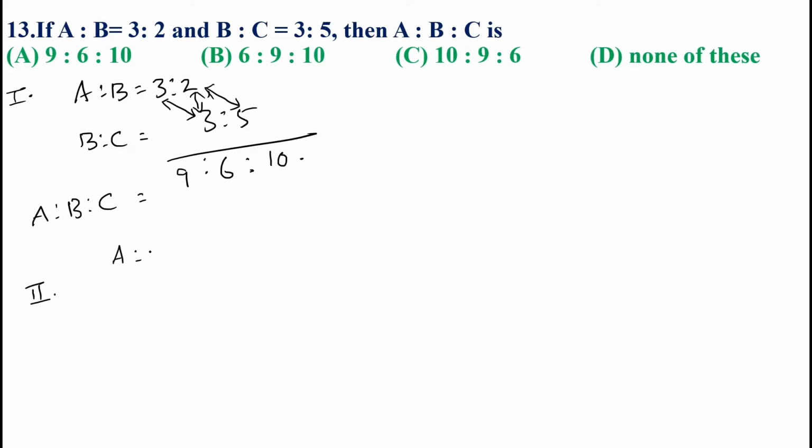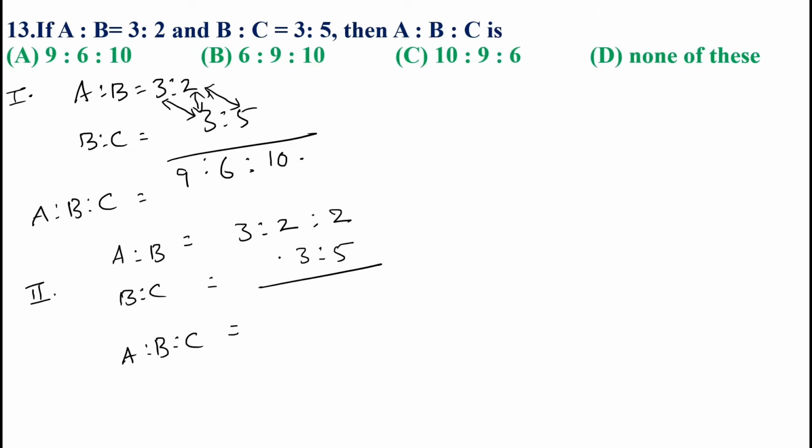Second method. A is to b, they have given us 3 is to 2. And b is to c, they have given us 3 is to 5. Here I need to calculate a is to b is to c. So here c is not there, so keep whatever the preceding number is there. 2 is there, so keep 2. Here a is not there, 3 here. So 3 into 3, 9 is to 2. 3 into 2, 6. 5 into 2, 10.